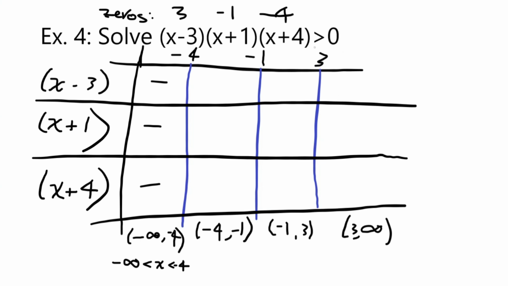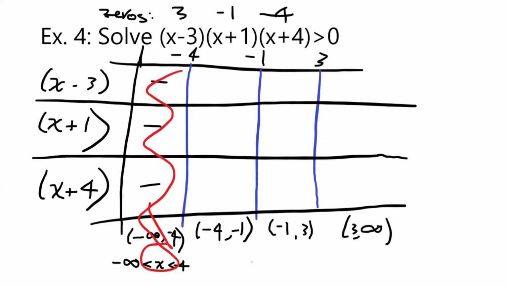That means that it's not greater than 0, because a negative number is not greater than 0. That means that you can forget about this interval, because it does not satisfy the equation. f of x is not greater than 0 in this interval. Let's look at the next interval. Negative 4 to negative 1.